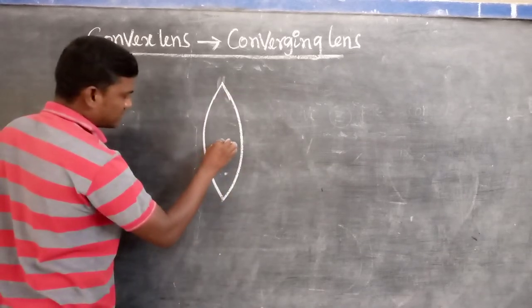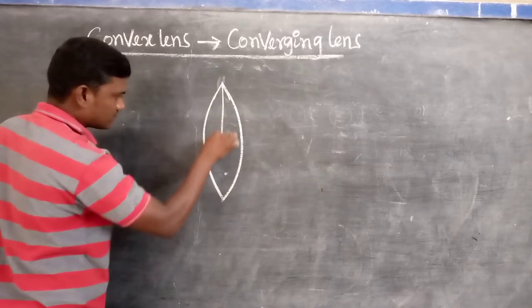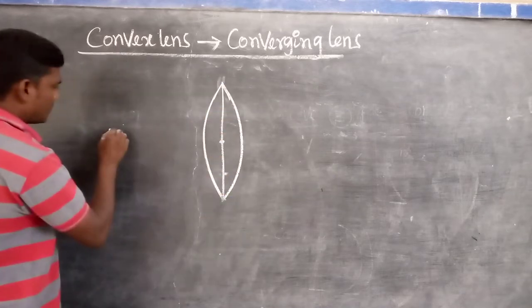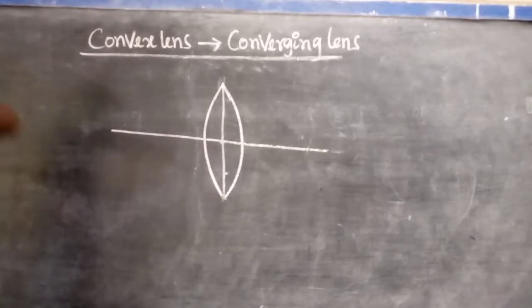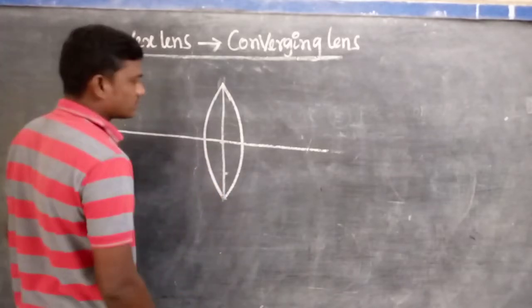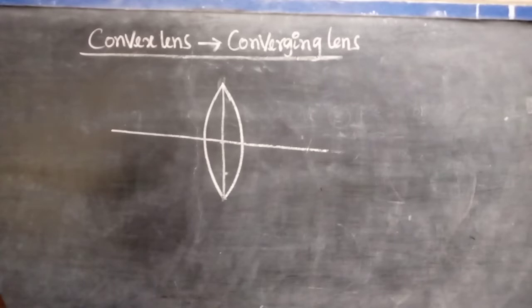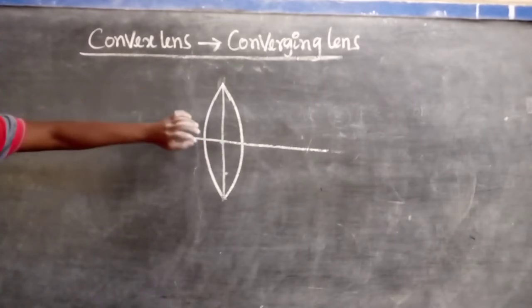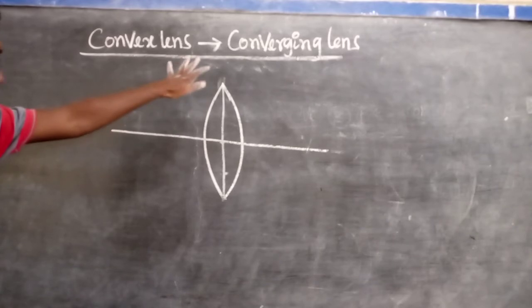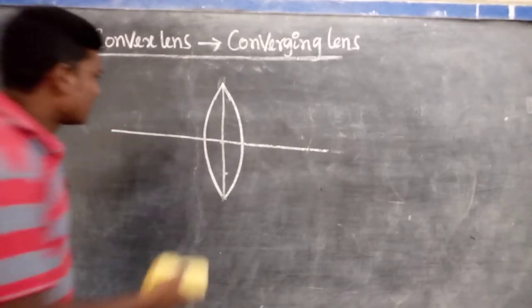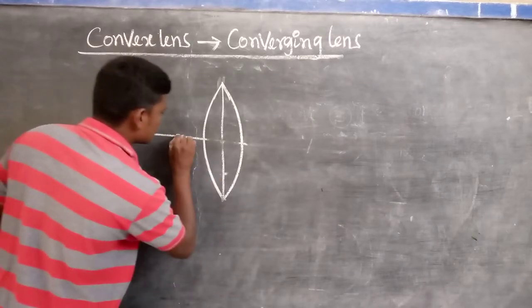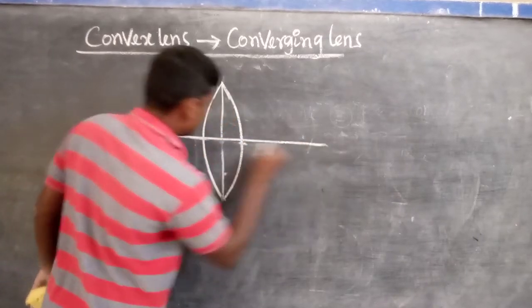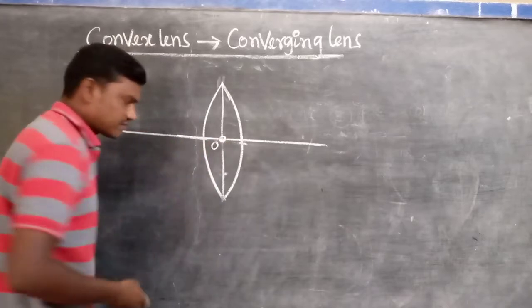This is the optic center. This is the principal axis on the curved surface. Later I will explain how many centers of curvature there are and how many focal lengths there are. In the next video, I will clearly explain that. Optic center.